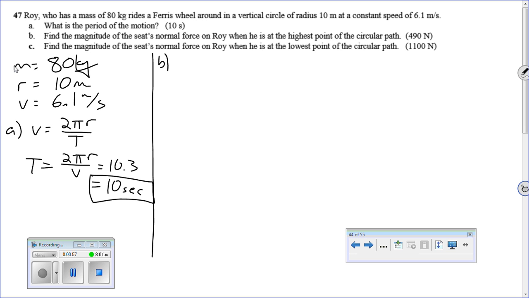So to find the magnitude of the seat's normal force on Roy when he's at the highest point of the circular path. All right, because we're talking about forces and we're talking about uniform circular motion, it definitely makes sense to take a second and think about centripetal force. Well, here we know our mass, our radius, and our velocity. So we can calculate our centripetal force just by doing mv squared over r, right? And so our centripetal force, if you figure it out, turns out to be 297.68. We'll hang on to those extra digits until the end.